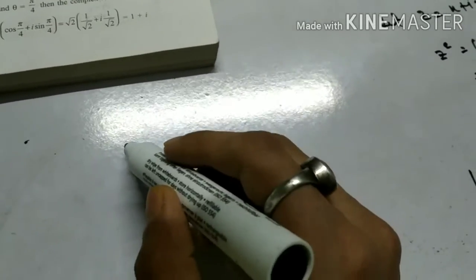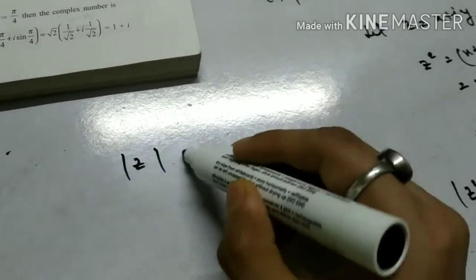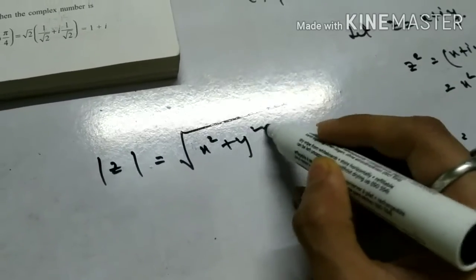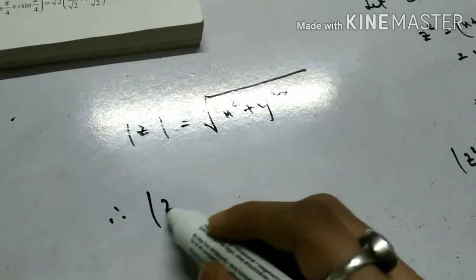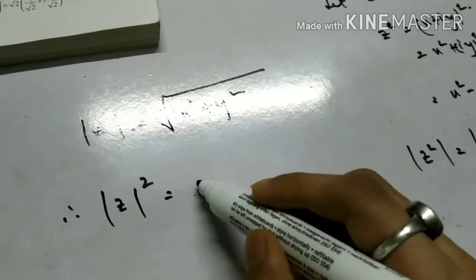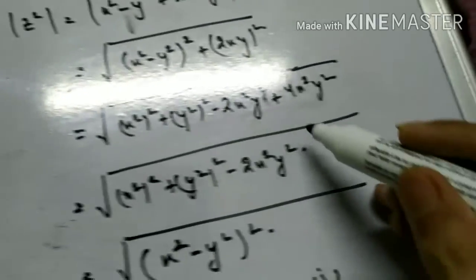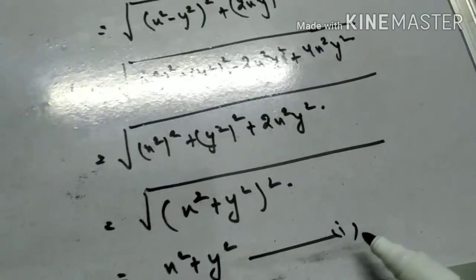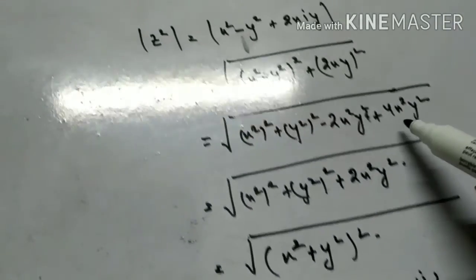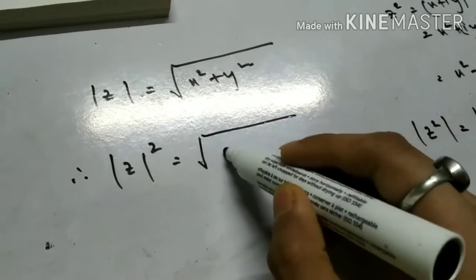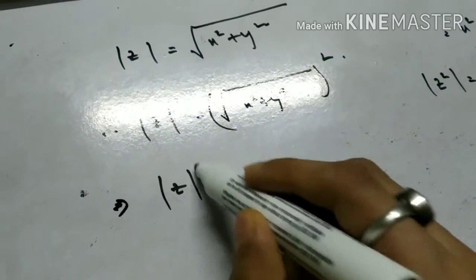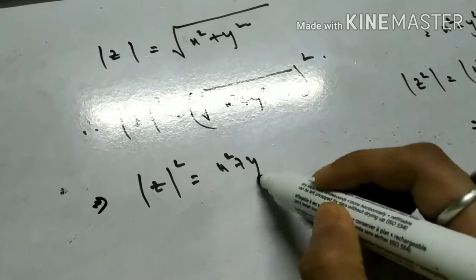So modulus z will be equal to root over x square plus y square. So therefore modulus z the whole square, this one you will get, oh sorry, here I made a mistake, this will be plus, so plus, okay, understand, this will be plus, so square, this will be x square plus y square the whole square. So therefore modulus z square is equal to x square plus y square.